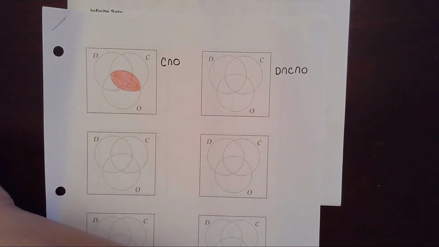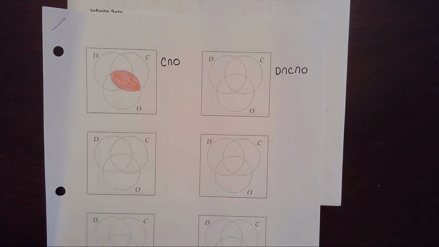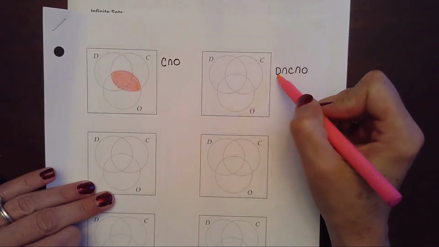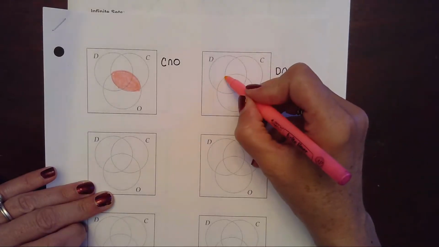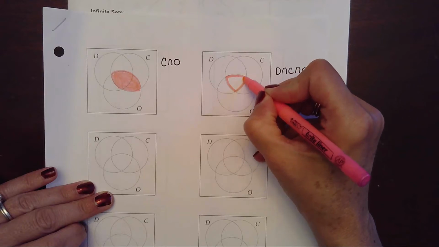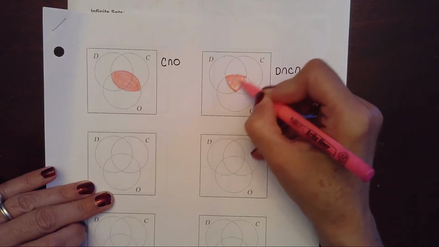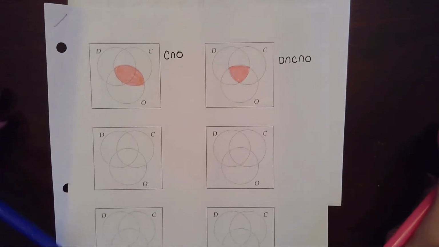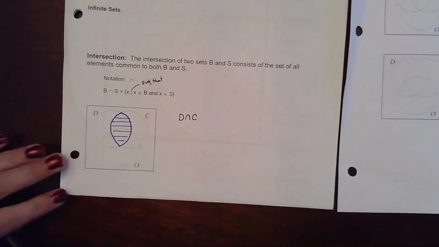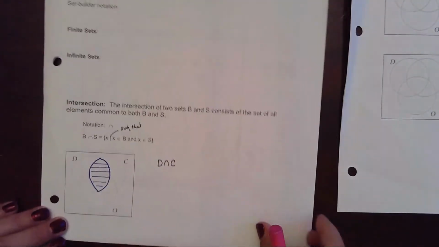All right, let's do D intersect C intersect O. So that means you're in D and in C and in O all at the same time. So that's what this shape would be. D intersect C intersect O means not only are you in D, but you are also in C and you're also in O. Okay, so that was intersection.